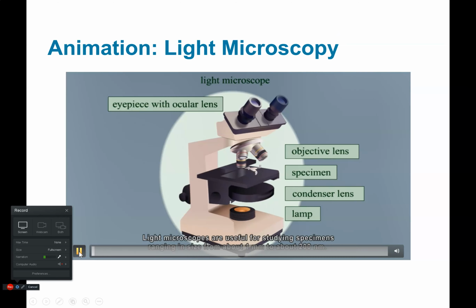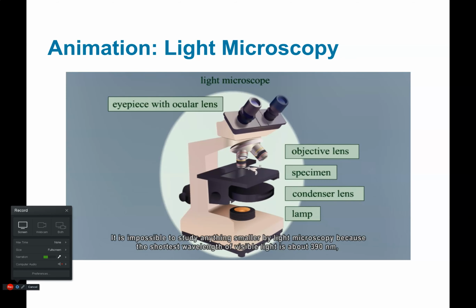Here we go. Light microscopes are useful for studying specimens ranging in size from about 1 millimeter to about 200 nanometers. It's impossible to study anything smaller by light microscopy because the shortest wavelength of visible light is about 390 nanometers, and anything smaller will not interact with the light. The most common form of light microscopy is called bright field microscopy. In this form of light microscopy, the light beam passes through the sample and into the objective lens. Let's look at the parts of a light microscope to see how a specimen is magnified and viewed.